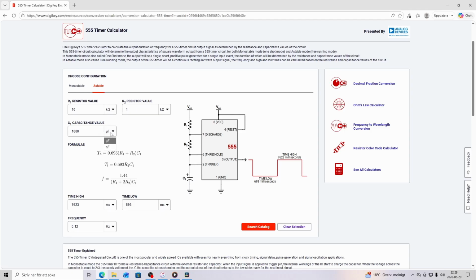I of course made a mistake when I inputted the numbers in the DigiKey calculator. Instead of microfarad for the capacitor value, I put millifarad. So the frequency would be about 1,000 times slower than we see. And indeed, when we put in the right values in the calculator, we do see the right values.